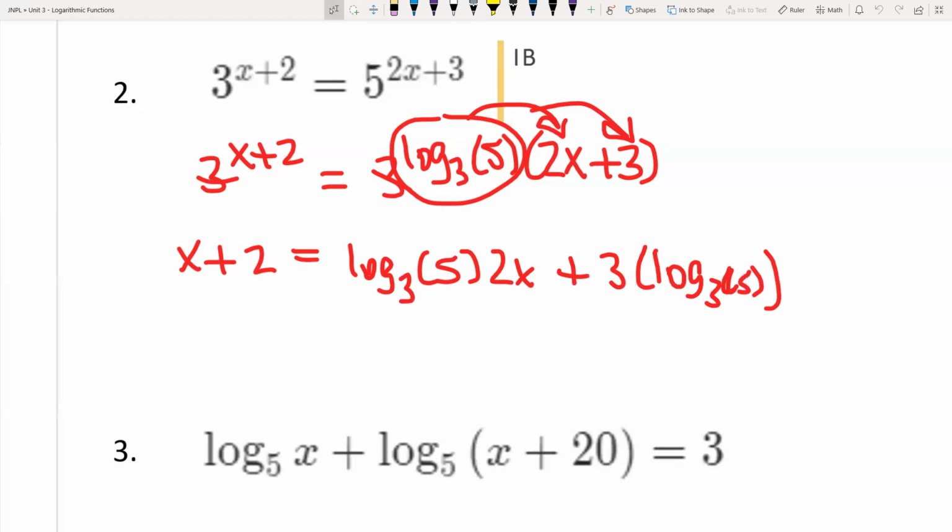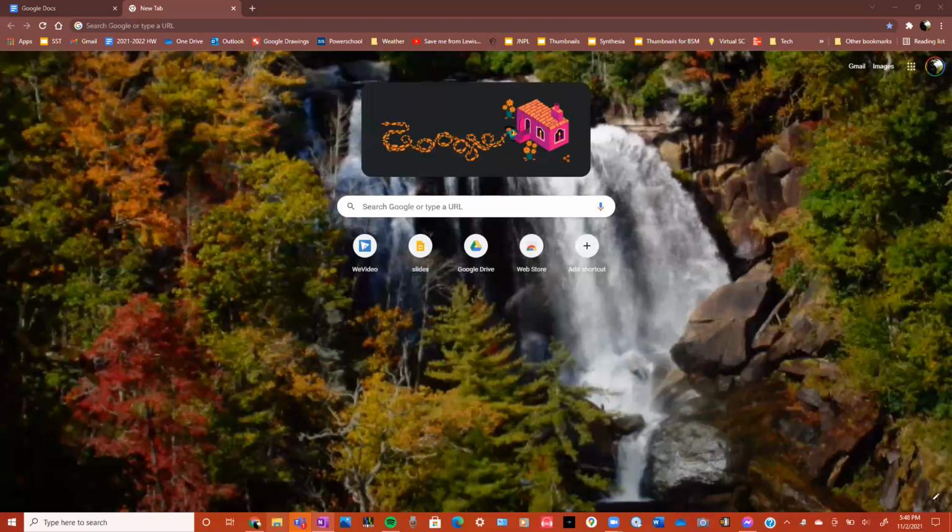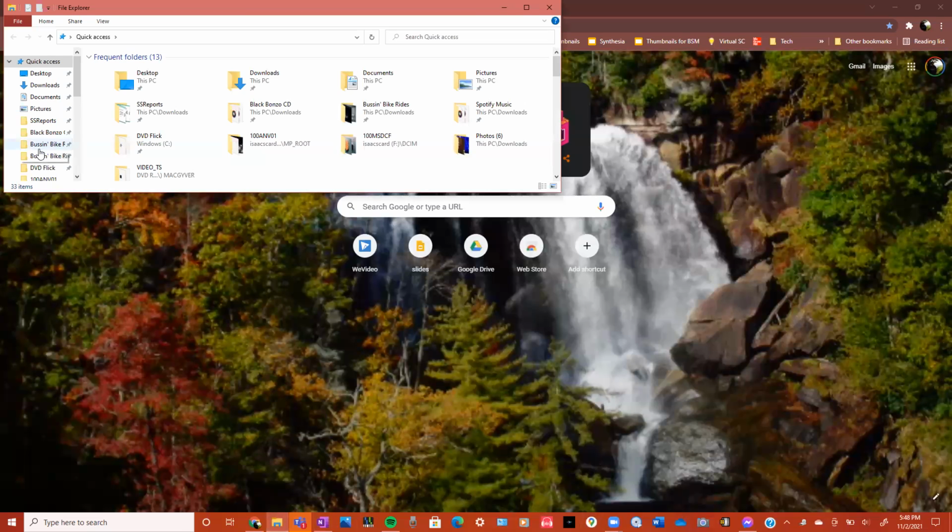Now we subtract 2. And let's put that into the calculator. Log base 3 of 5. Well, let me see. Do I have this Wabadimu thing on here that I showed you the other time? Let's see.